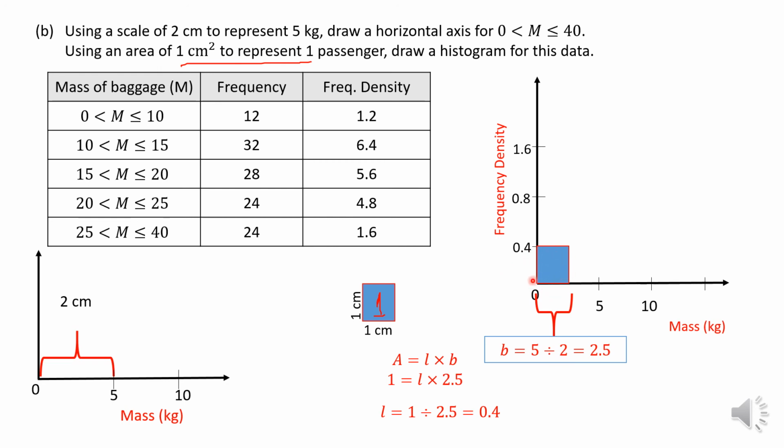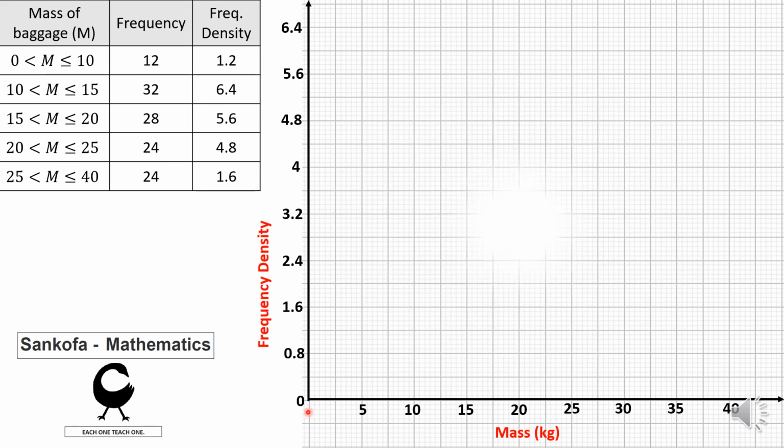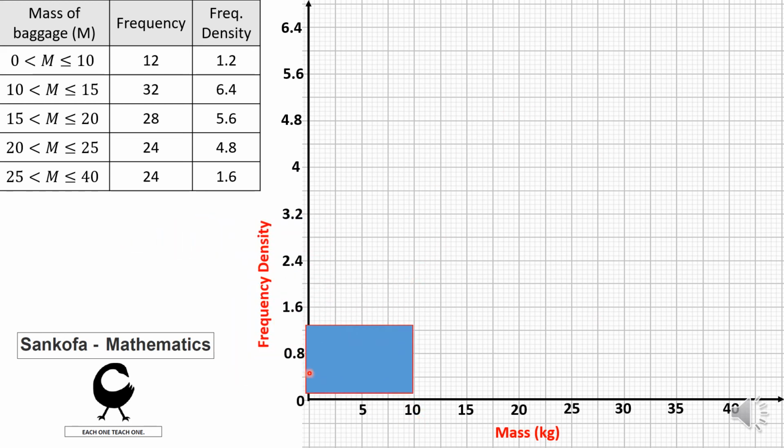Now that I know I have 0.4, I'm going to increase. It's 0.4 for 1 centimeter, another one 0.8, another one 1.2, and so on. It increases by 0.4 each time. Now I can start with my histogram. I know the highest point is 6.4. I label my axis, and on my graph everything should be fine. Now it's just a matter of drawing.